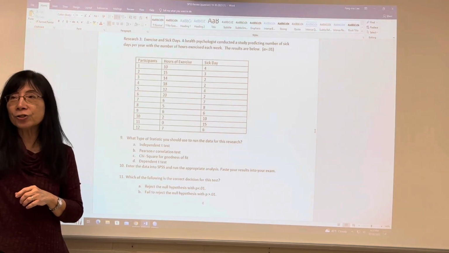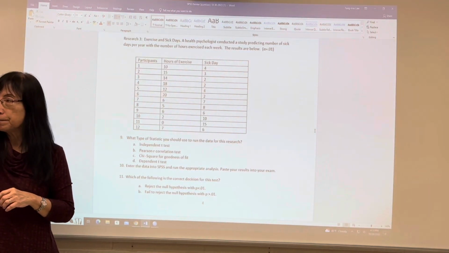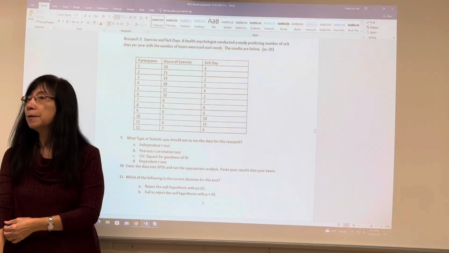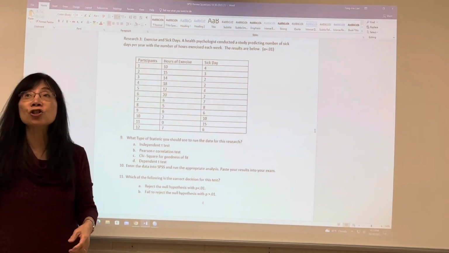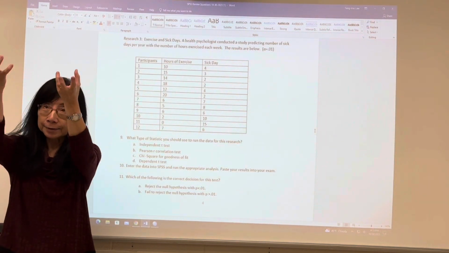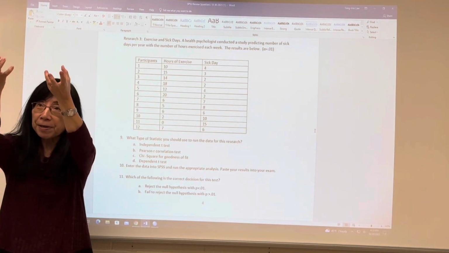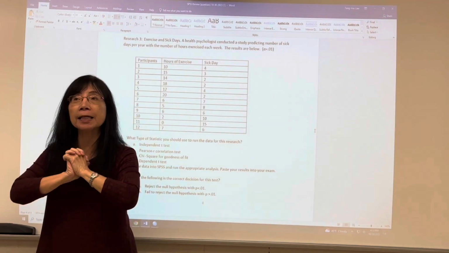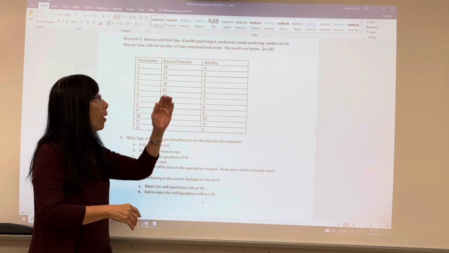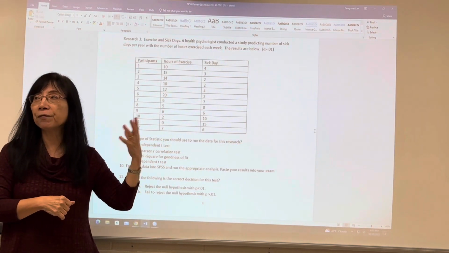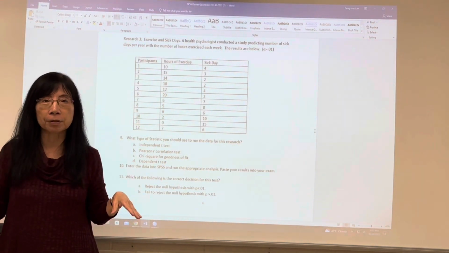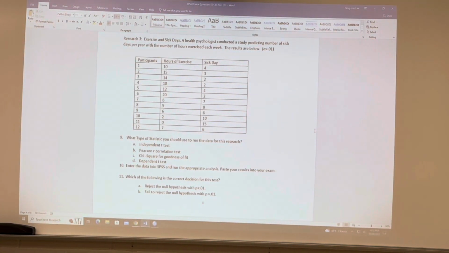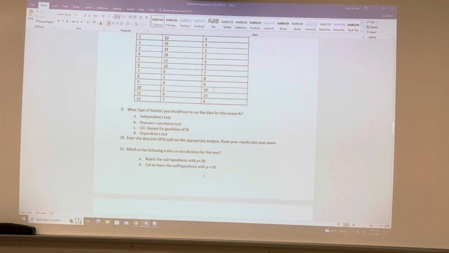Correlation. Why correlation? Because we're looking at the relationship between the hours of exercise and how many sick days you take. We get the relationship between two data, from the same people, but two different data. You say, why is it not dependent t? Because you don't see before and after. If you don't see before and after, don't even think about dependent t. So this is a correlation, Pearson correlation.